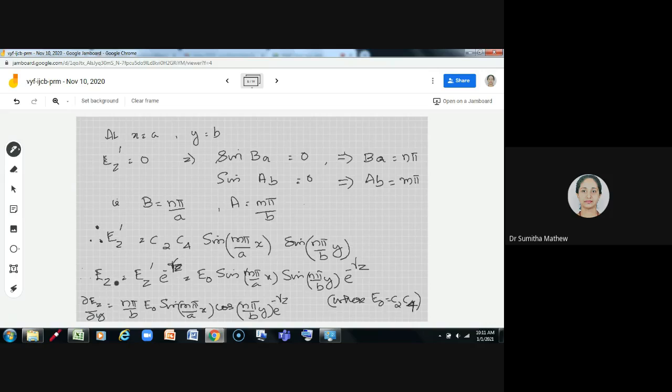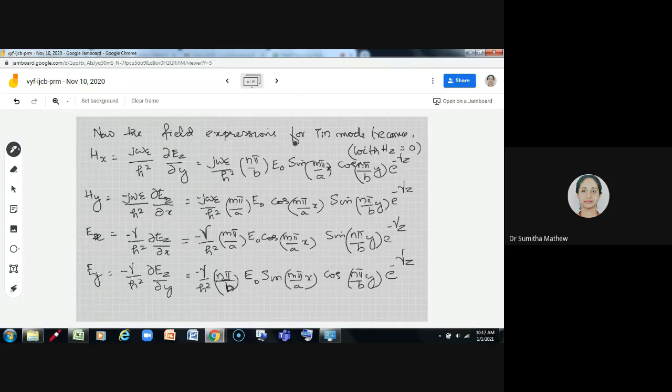If it is dou Ez by dou x, you simply have to partially differentiate the first term, sine m pi by a x. That means here it will become cos m pi by a x into m pi by a. Instead of n pi by b, you will write m pi by a. That's all the difference. So we have an expression for Ez now. Can we now get the full solutions, the complete solutions?